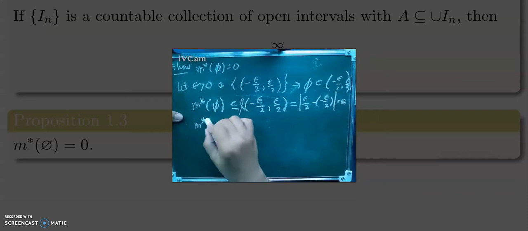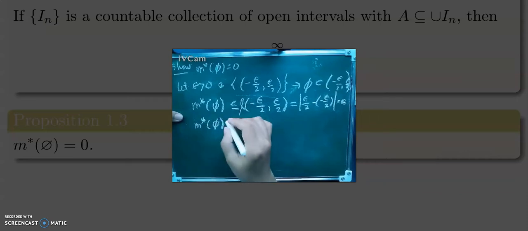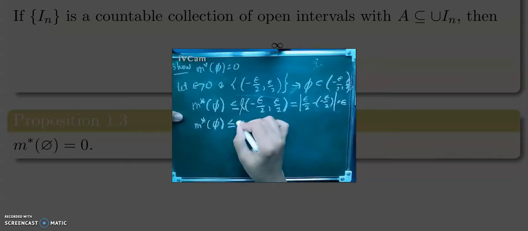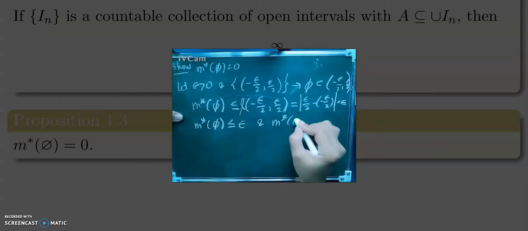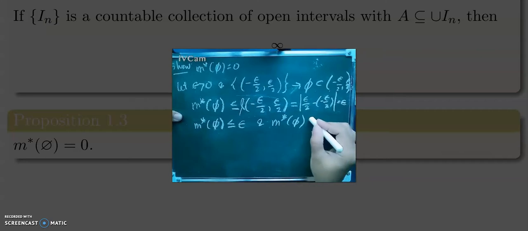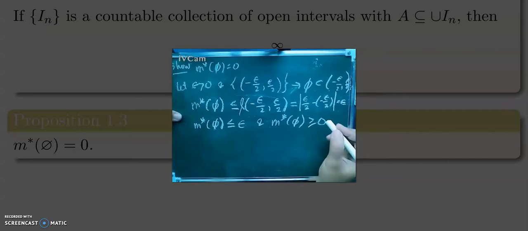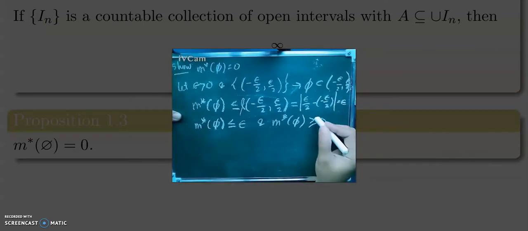The Lebesgue outer measure of M_T is less than or equal to epsilon. Take note that the outer measure of any set is greater than or equal to 0, as I discussed a while ago, right? So it should be greater than or equal to 0.